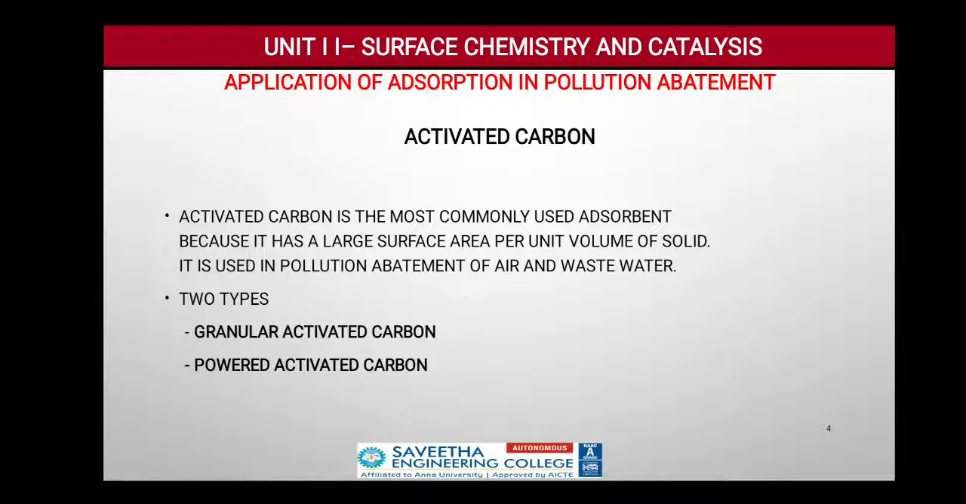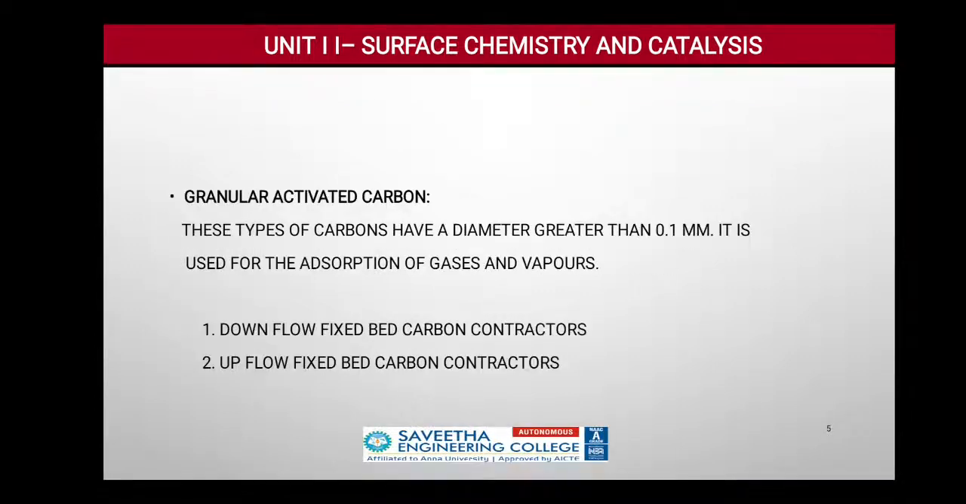There are two types of activated carbon. Based on the size, they have been categorized into two types: one is granular activated carbon and the other is powdered activated carbon. As I already told, granular activated carbons have a diameter greater than 0.1 millimeter. It is used for the adsorption of gases and vapors.